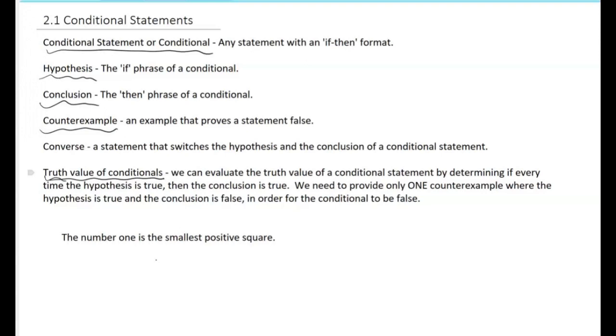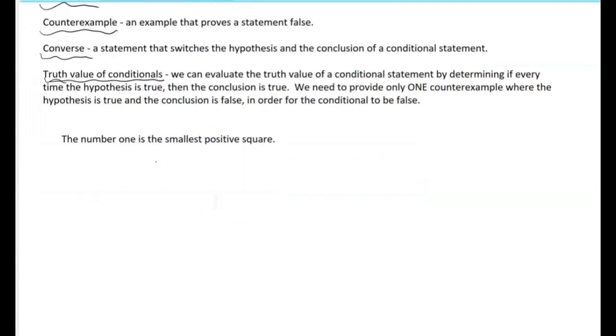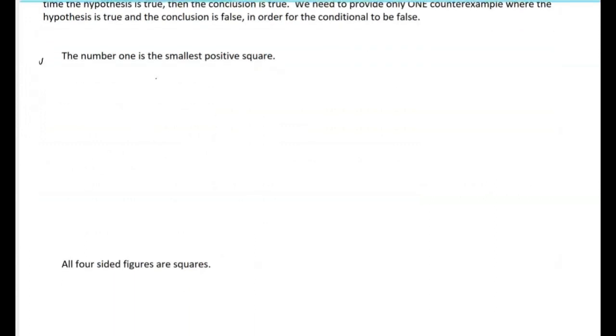So today we're going to learn how to write conditionals, identify the hypothesis and conclusion. We're going to evaluate the truth values by finding counterexamples or being able to determine that it's true. And then also do something like this, and this is our setup for our next section, but we're going to talk about something called the converse. And the converse is when we switch the hypothesis and the conclusion of a conditional statement. So without further ado, let's jump in. If you need to pause the video to finish your notes, please do that.